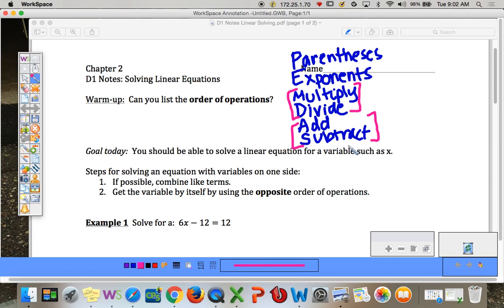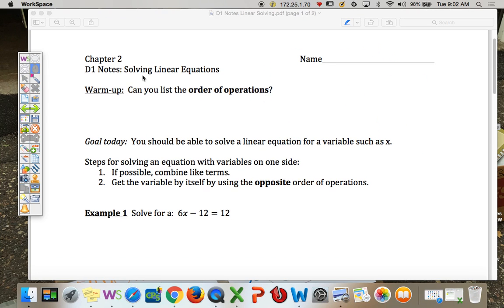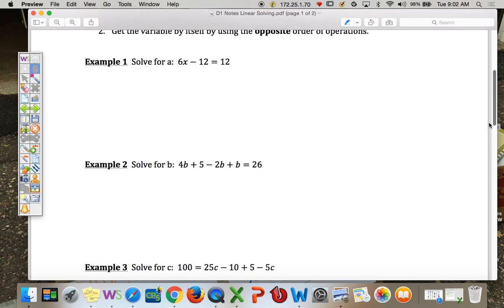division here. All right, so our goal today, you should be able to solve a linear equation for a variable such as x. Steps for solving an equation with variables on one side. If possible, combine like terms. In step 2, get the variable by itself by using opposite order of operations. So when we simplify, we go this way. When we're solving, we go the opposite order of operations. So let's take a look at the first example.